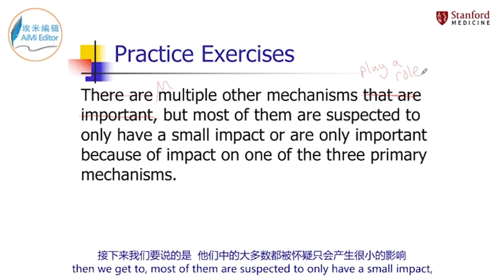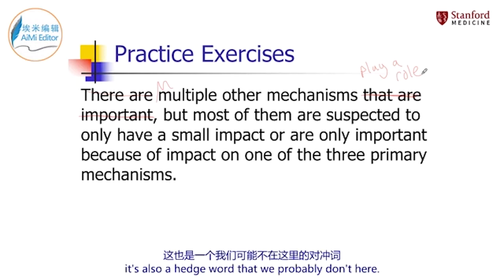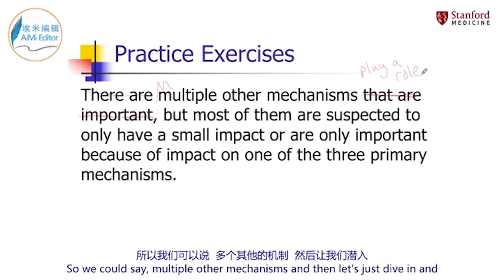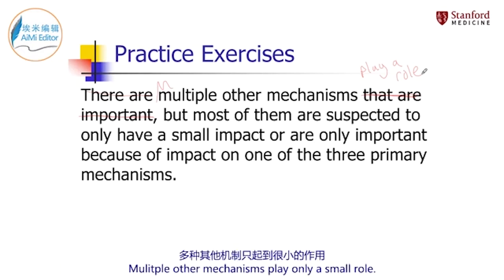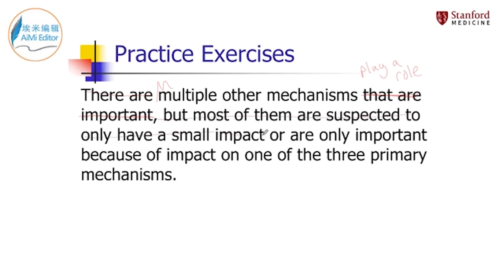And then we get to "most of them are suspected to only have a small impact." That's very wordy. "Suspected to" is needlessly wordy, and it's also a hedge word that we probably don't need here. We don't need to hedge. We're only saying they have small impacts, so there's no need to hedge. So we could say "multiple other mechanisms," and then let's just dive in and be really direct. "Multiple other mechanisms play only a small role." If we say "play only a small role," we can get rid of all of this. We'll change this to "only a small role."